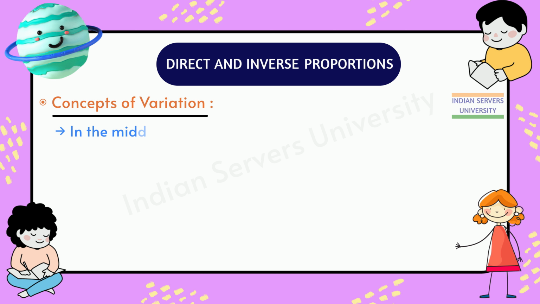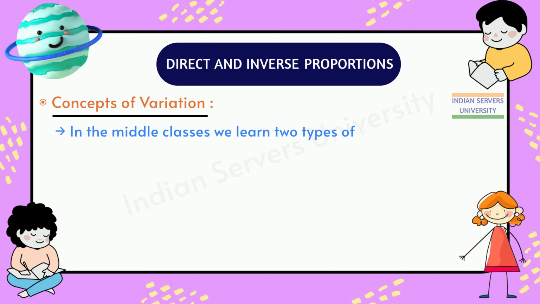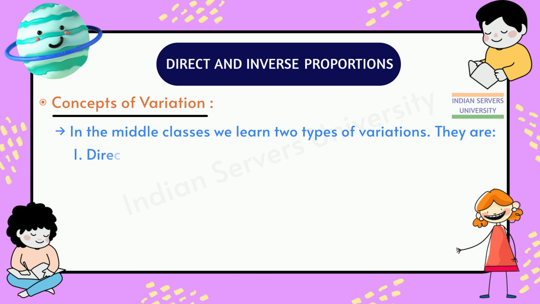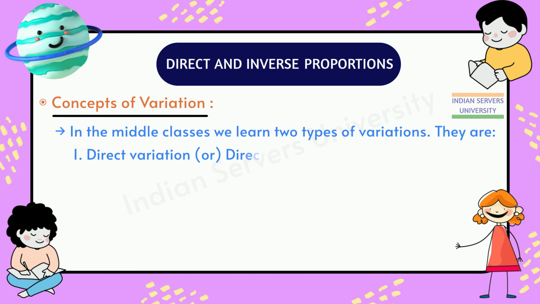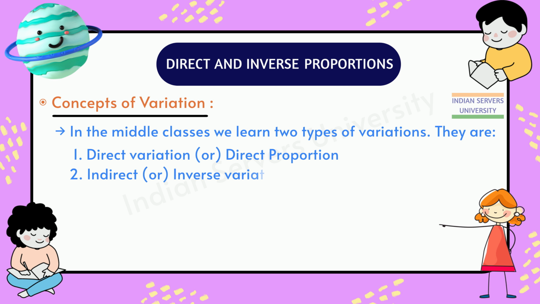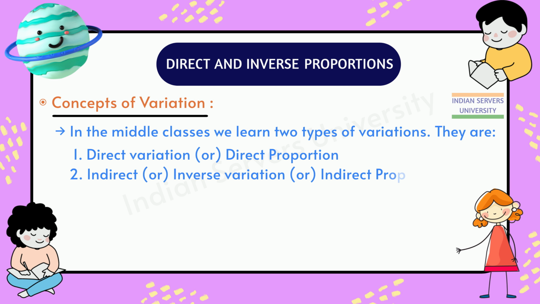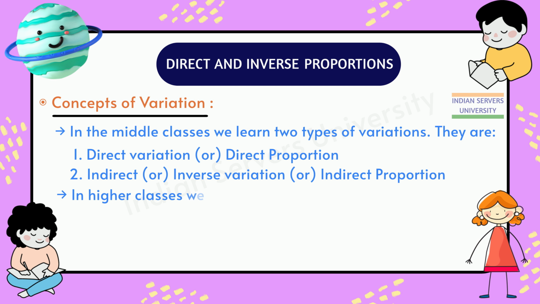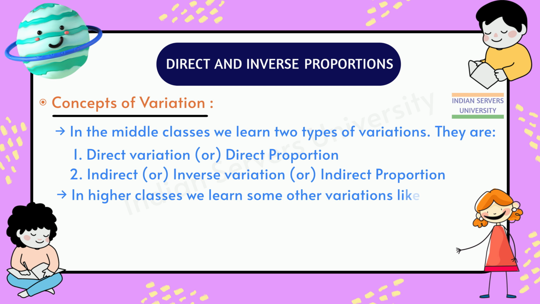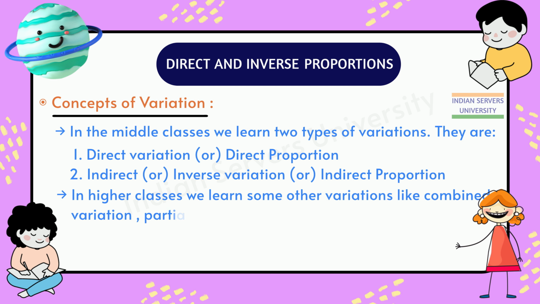In the middle classes, we learn two types of variations. They are, first one, direct variation or direct proportion. Second one, indirect or inverse variation or indirect proportion. In higher classes, we learn some other variations like combined variation, partial variation, etc.